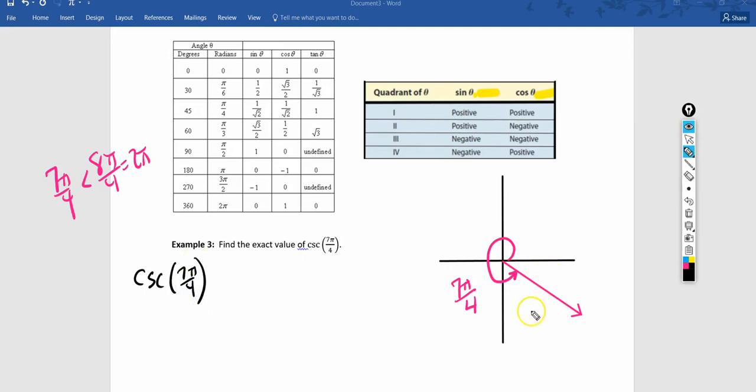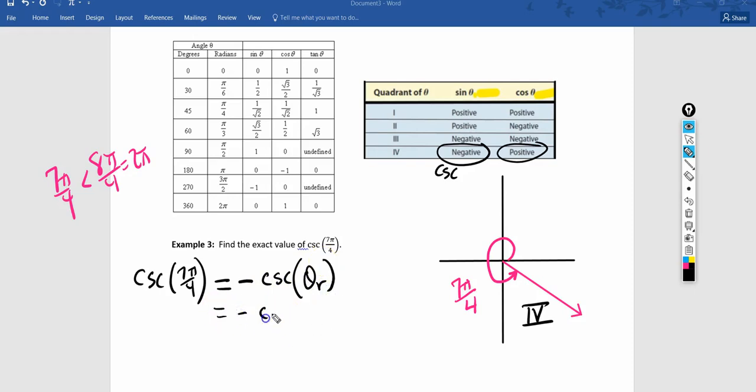Well, I'm in quadrant 4. And in quadrant 4, we should know that the sine is negative and the cosine is positive. Now, cosecant and sine are flips of each other. So cosecant is 1 over sine. So in quadrant 4, cosecant is negative. So the cosecant of 7 pi over 4 is going to be the negative of the cosecant of the reference angle. And what is the reference angle going to be?